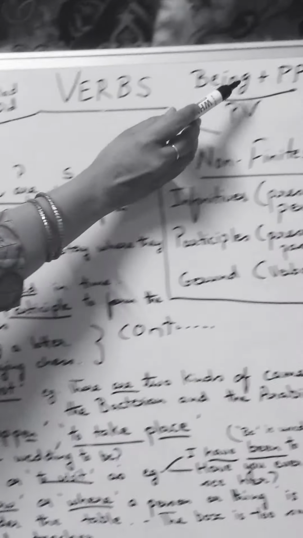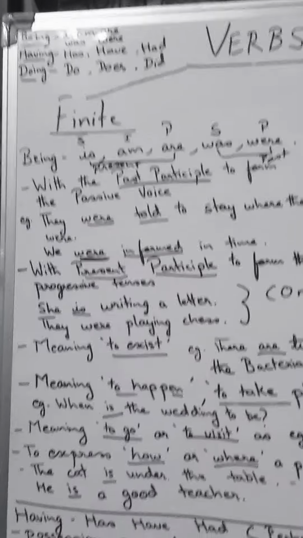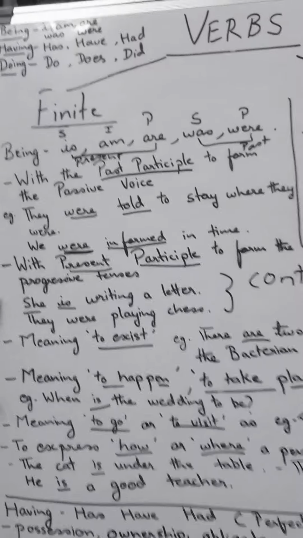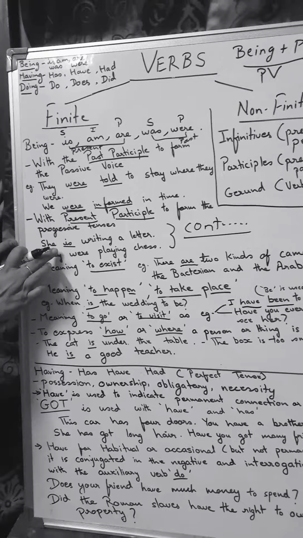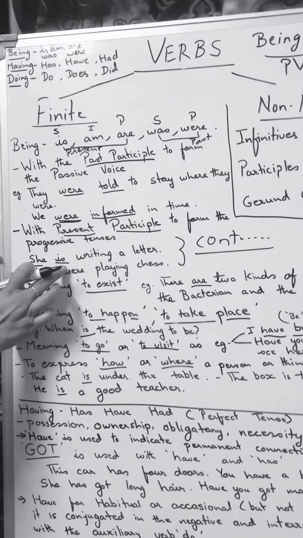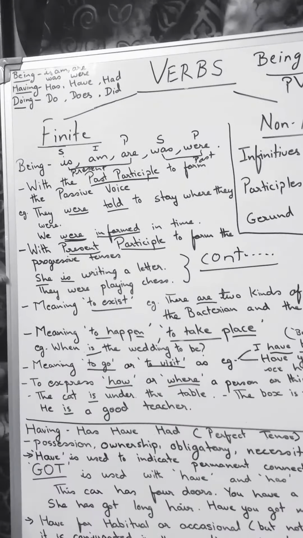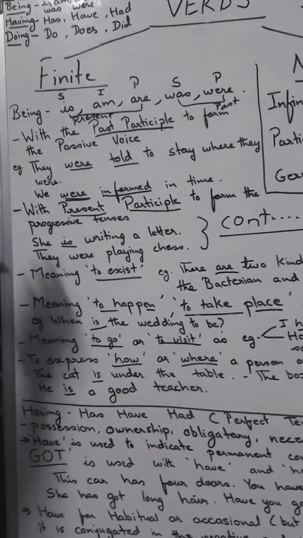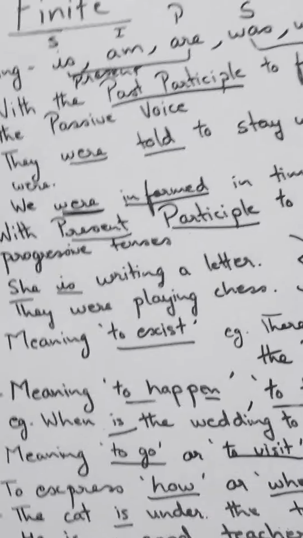I told you the rule: being form plus participle forms passive voice. Now when we use being form with the present participle to form the progressive tense, that is, when we are talking of continuous tense, that is, she is being, first form of verb plus ing, that is, she is writing a letter. So we are talking about present continuous. And if we just change is to was, she was writing a letter, this will become past continuous.